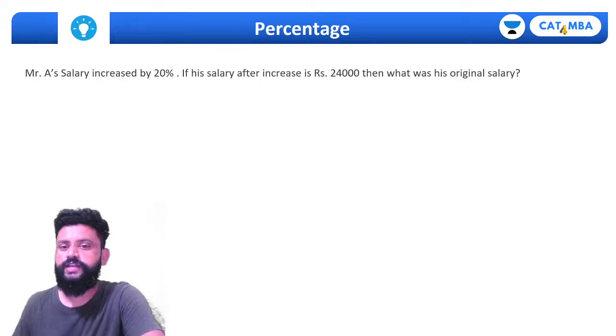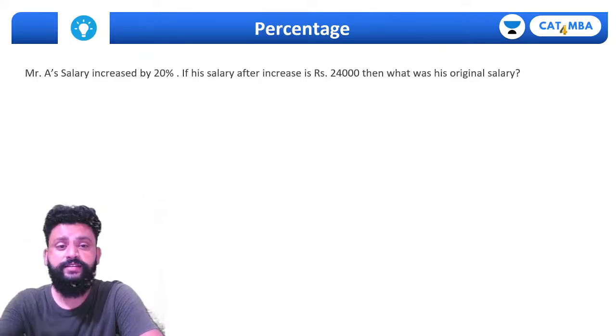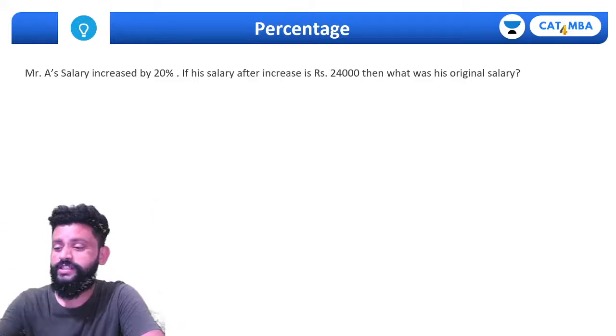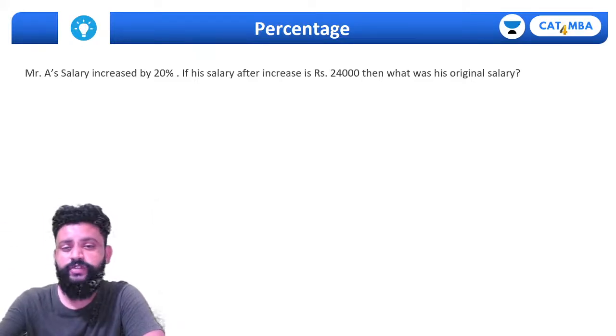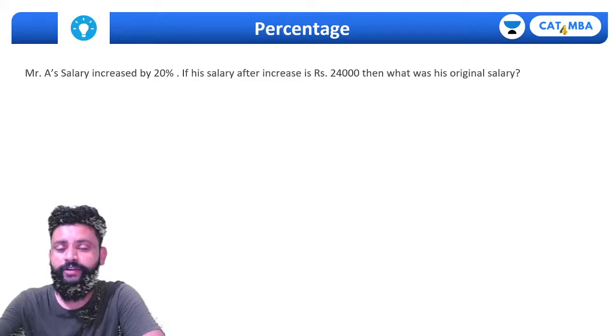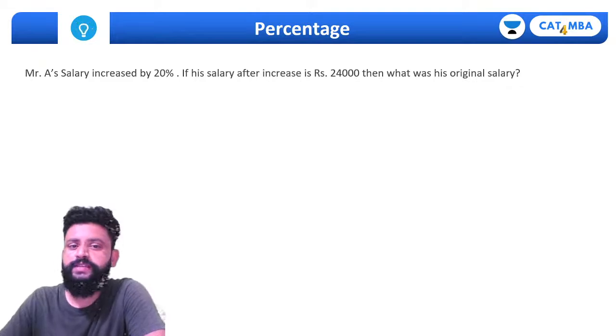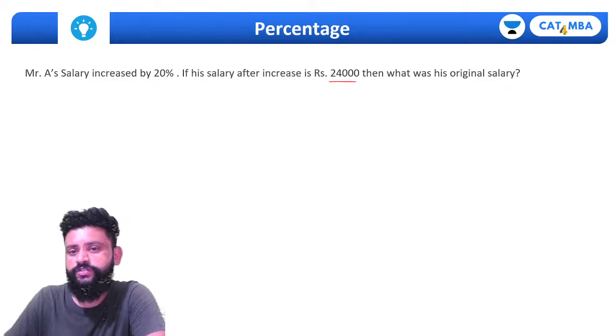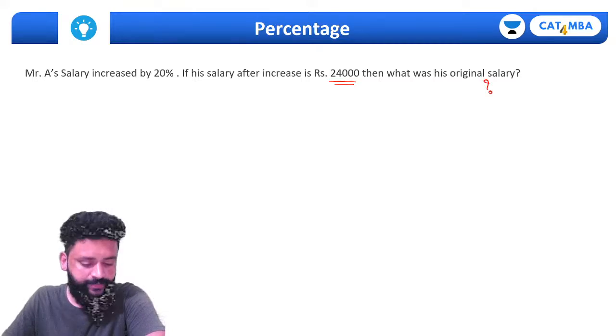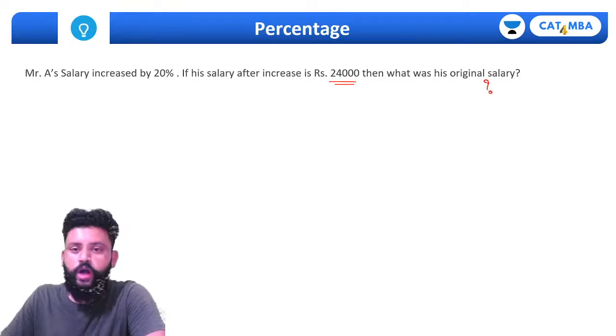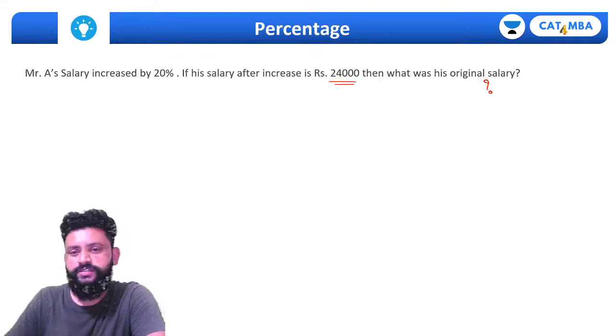For the next 5 to 6 questions at least, everyone should try to answer within a minute. So those who are watching this video, try to solve these questions within a minute. Even if your calculations are good and you know the concepts properly, you can solve it in 30-40 seconds max. Okay, so A's salary is increased by 20% and his salary after the increase is 24,000. Then what was his original salary? The common mistake students make here is that most students calculate 20% of 24,000, but 24,000 is the salary after the 20% increase.